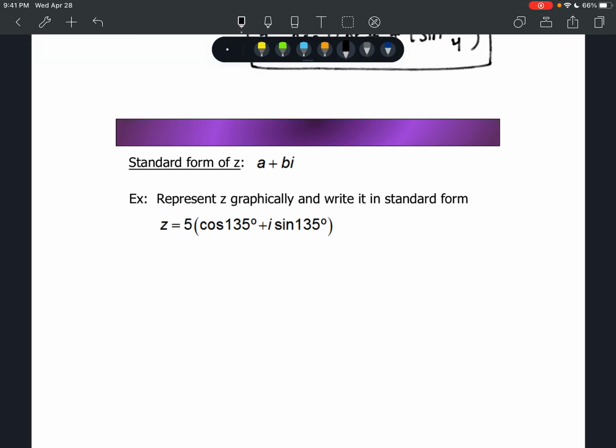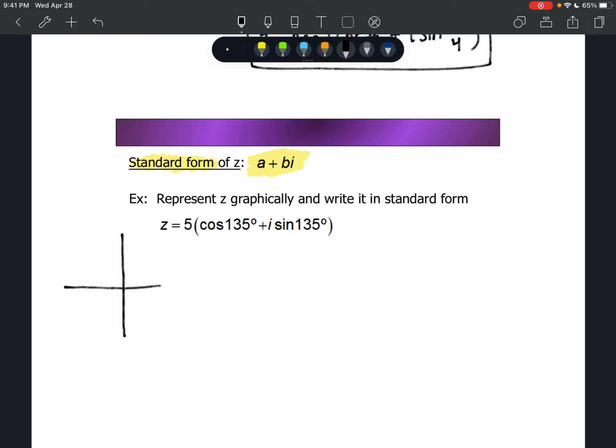In this video, we're going to go backwards. We're going to go from trig form back to standard form. So remember that standard form of a complex number is a plus bi, and that's how you learned how to write it when you were first introduced to complex numbers in Algebra 2. We want to represent z graphically and write it in standard form.